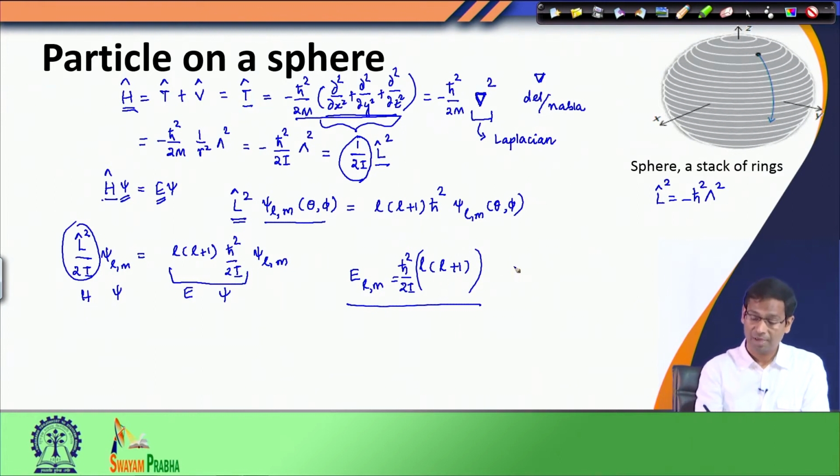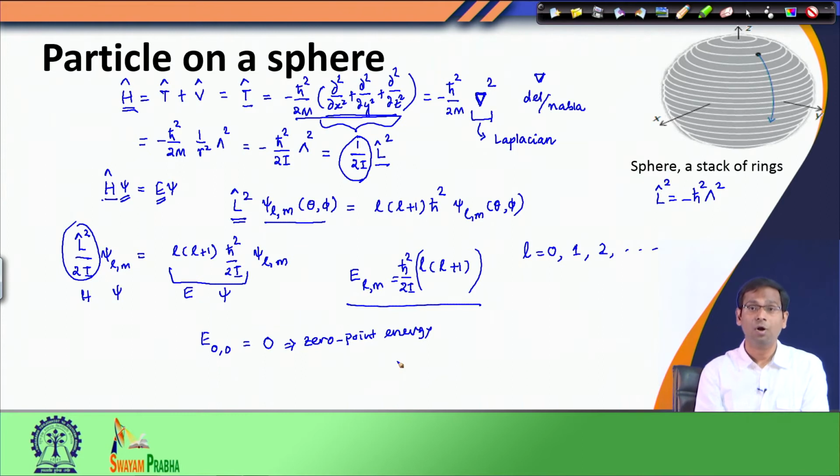What are the possible values of L? L can have values 0, 1, 2 and so on and so forth. When L is 0, you would see m has only one possible value, that is 0, and since L is 0, the lowest energy is 0, and this is the 0 point energy. Like particle in a ring, the particle on a sphere also has the lowest energy or 0 point energy as 0. This would again indicate that the particle is at rest or it is not moving when it is at the lowest energy level, that is the 0 point energy level.